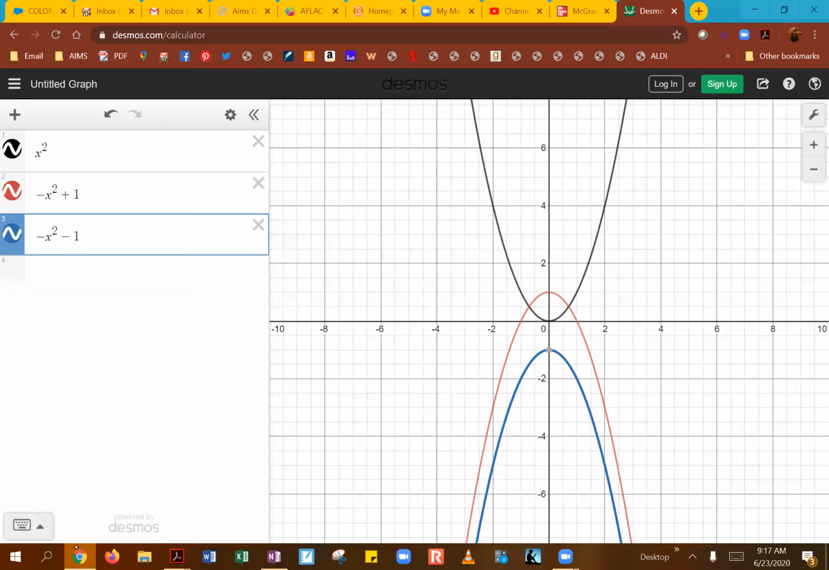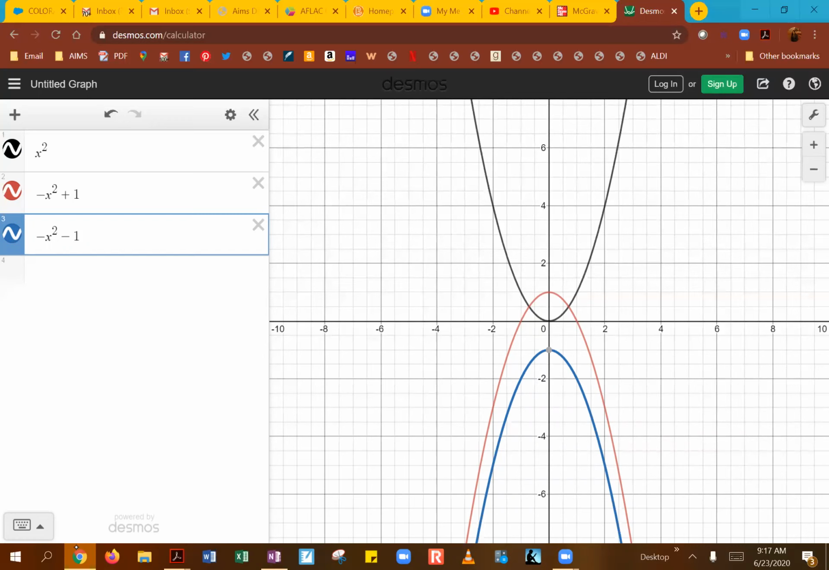So let me get rid of this guy here. The black graph is our original function, y equals x squared. You can see if we do the reflection first and then move it 1 unit upwards, you get the graph in red. But if you move it 1 unit up and then do the reflection, you get the graph in blue. So you can see those red and blue graphs are not the same graph. The order of translation really makes a big difference in this case.